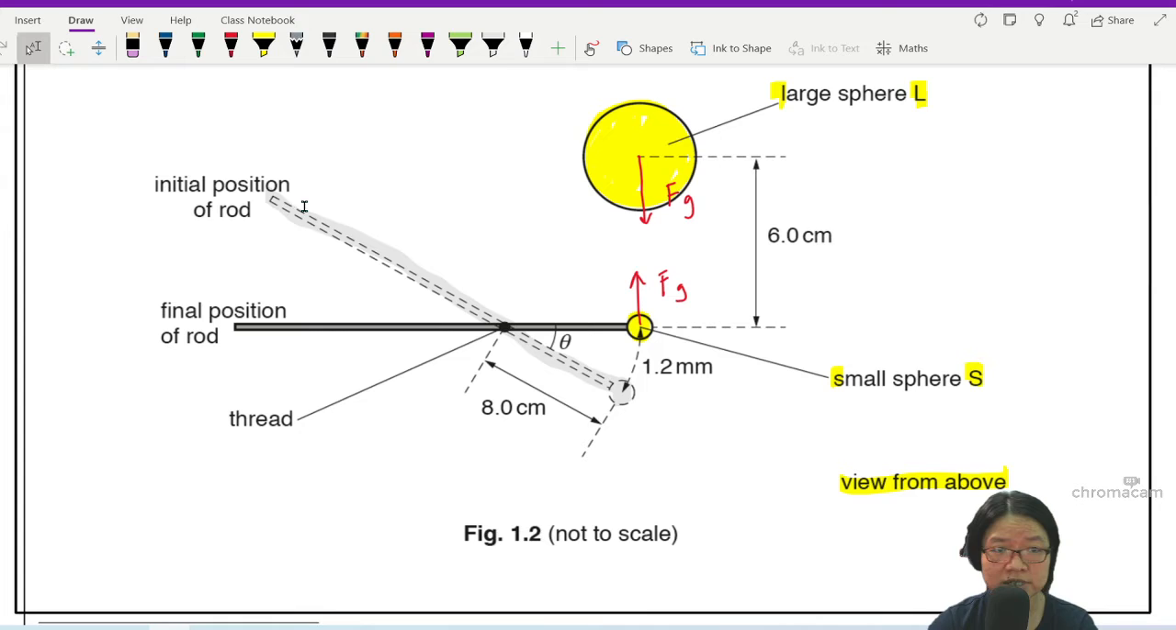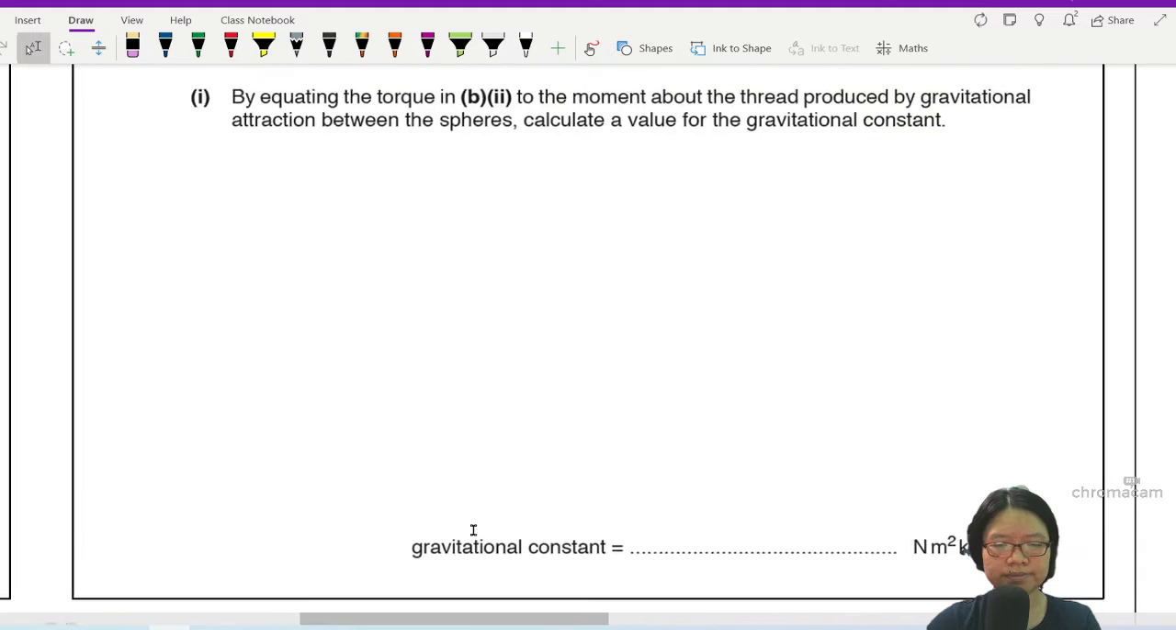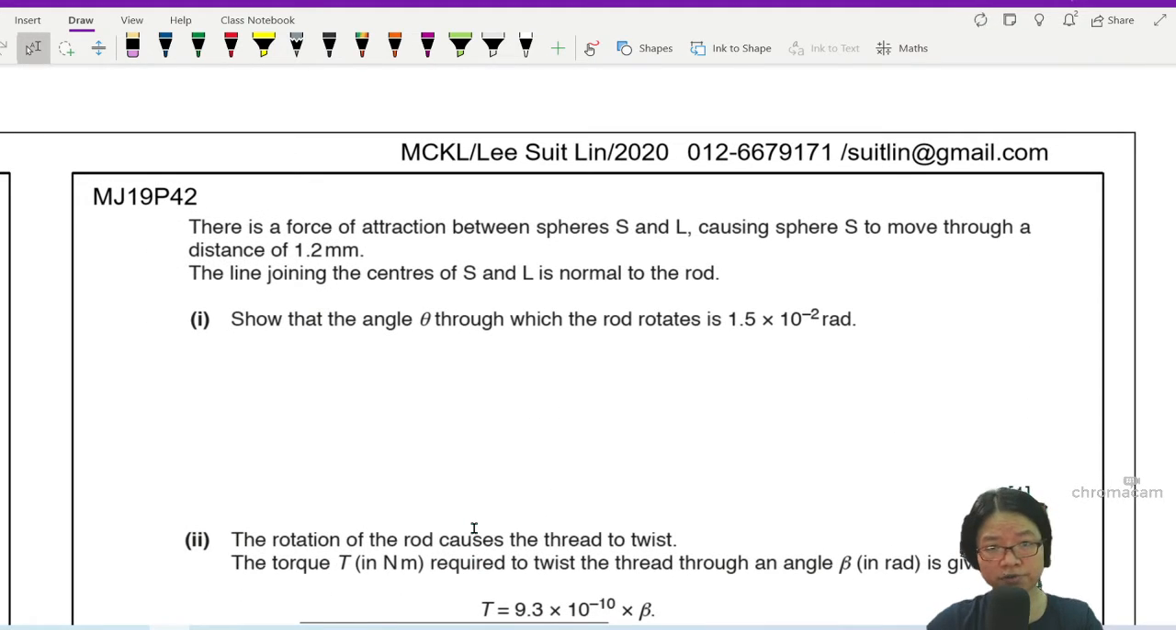All right, now let's read the question. Basically, we start off in this initial gray position. It's just chilling. Then I bring the large sphere L close to the small sphere S. At 6 cm, this one begins to rotate towards it. This one will attract S. Beautiful. Let's carry on. There is a force of attraction, you don't say, between the spheres S and L, causing the sphere S to move through a distance of 1.2 mm.